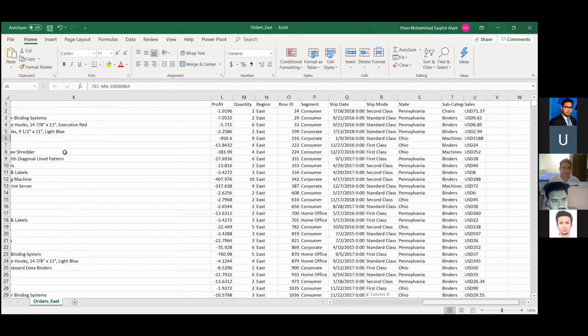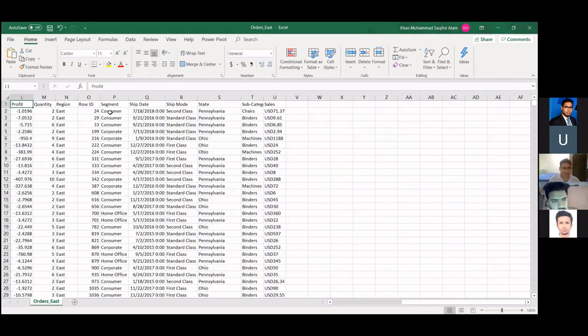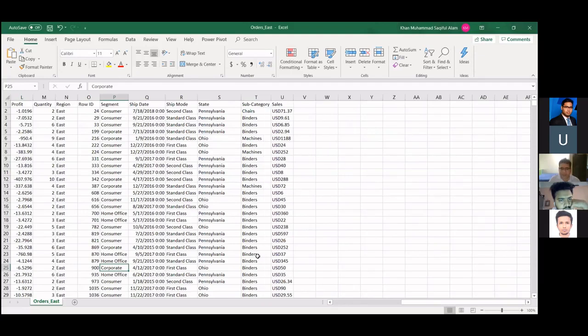So this is East, so all the regions are East. Row ID tells the row numbers here, that's not really that important for us. Segment tells what type of customer, so is it a consumer, home office, or even a corporate. Then we have shipping date, shipping mode, then state, which state the store was in. Then we have the subcategories, and finally we have the sales. So this is the data we have.